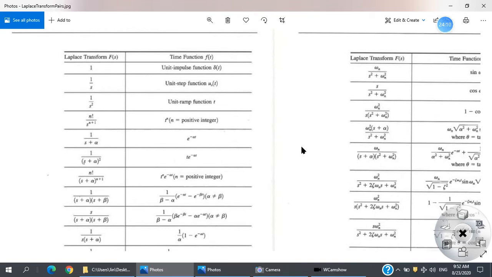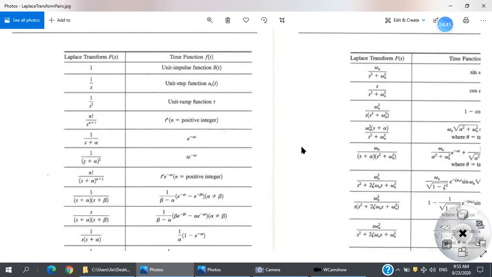Now how to do it? Remember, we use the partial fraction method. We don't know what it is exactly, but we know it can be written as a summation of some simple factors. We suppose this one equal to, no, this is in the time domain, sorry. Let's do this. This is the partial fraction method.